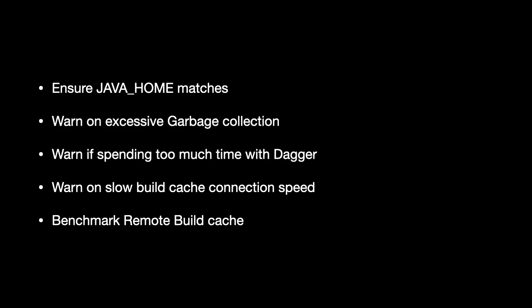So yeah, to sum it up, we ensured that our Java home matches. We warned when a build takes excessive amounts of time garbage collecting. We warned if our build spends too much time with Dagger. And we warn if we have a slow connection to the build cache. And we can also create a benchmark for the remote build cache. And I know everyone likes warnings in their Gradle builds, and this only adds more warnings, but that's life, right?